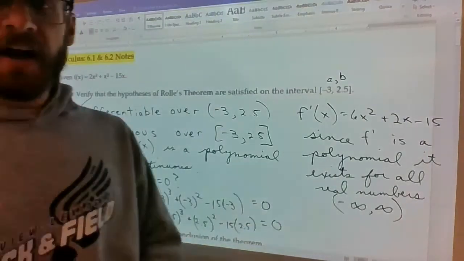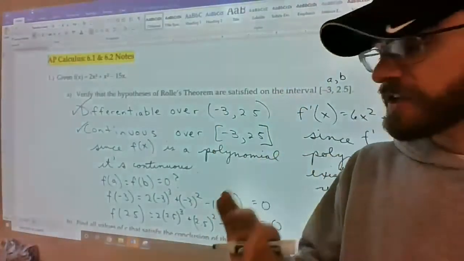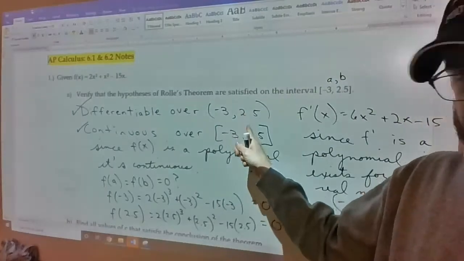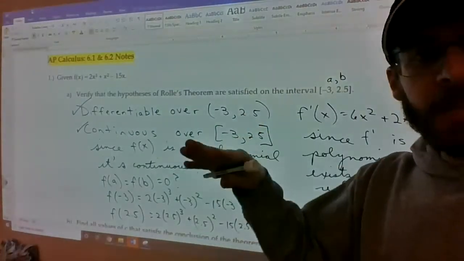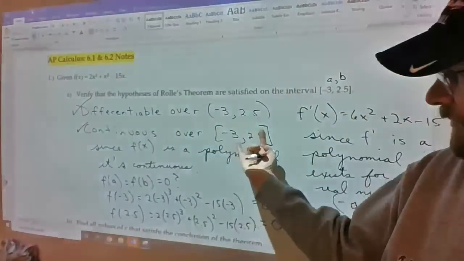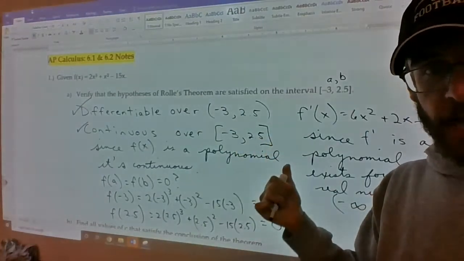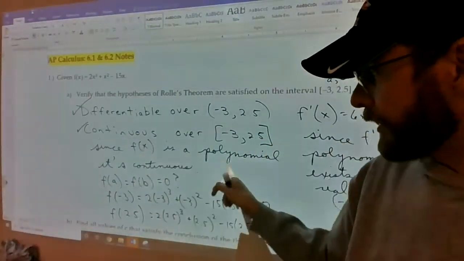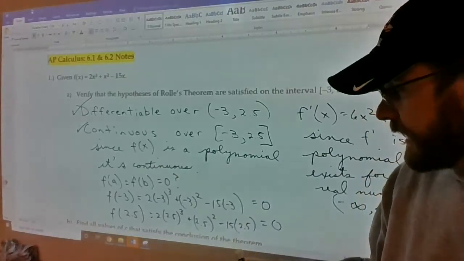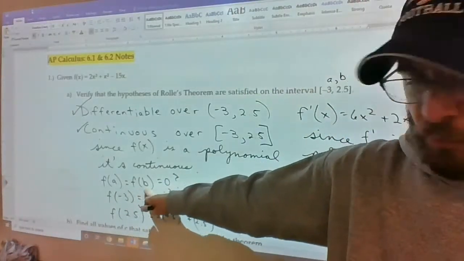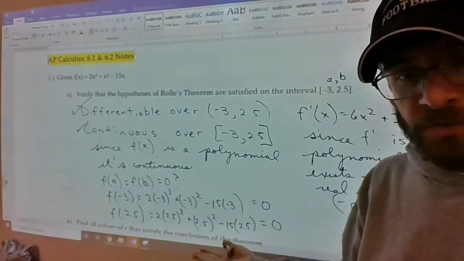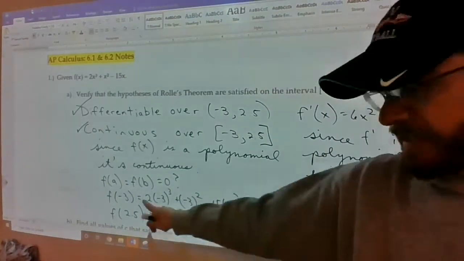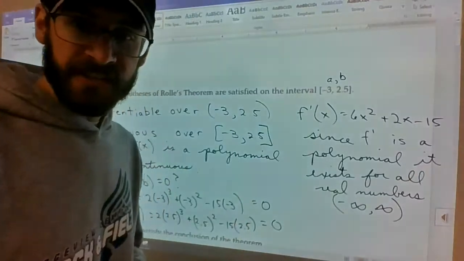So it satisfies the three conditions. It's got to be differentiable over this open interval. Check. It's differentiable everywhere. It's got to be continuous over this closed interval. Check. It's a polynomial, so it's continuous everywhere. Does the left endpoint equal the right endpoint and both of them equal 0? Yes, yes, and yes. So that's how you verify the hypotheses for Rolle's theorem.